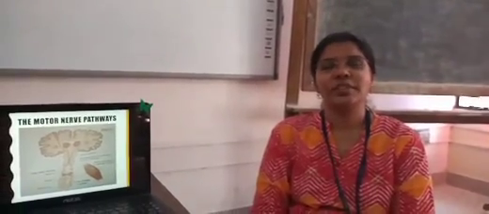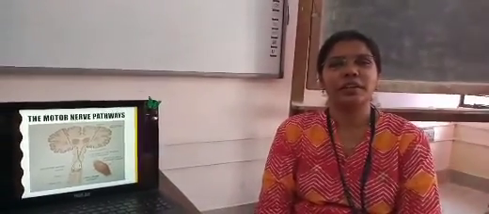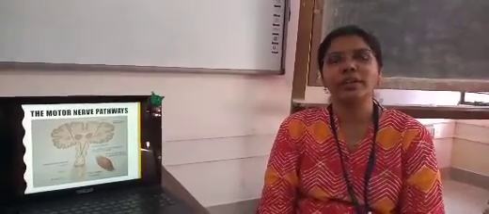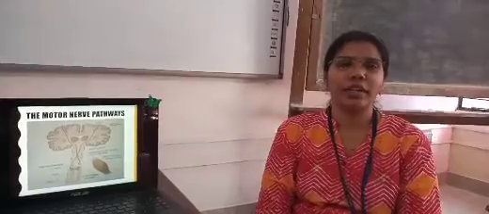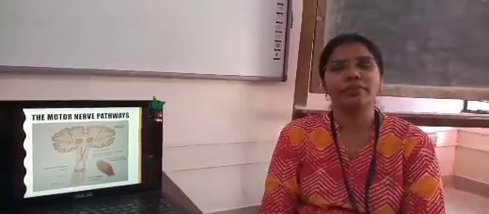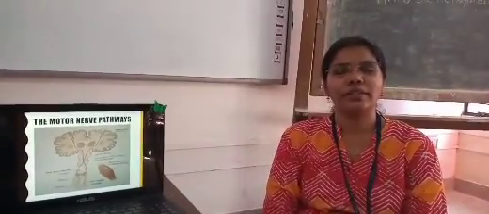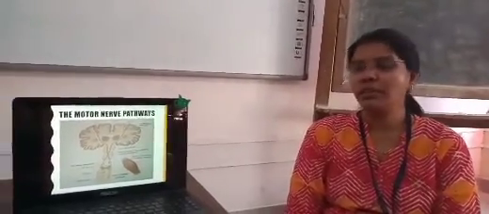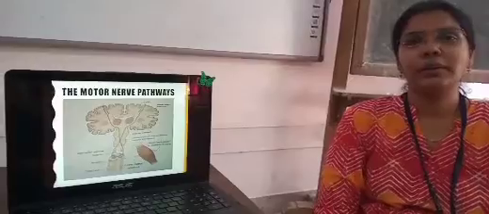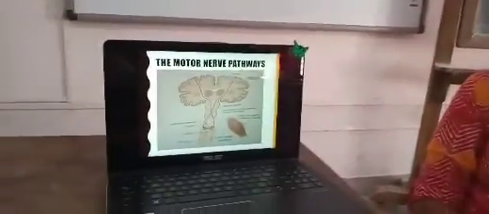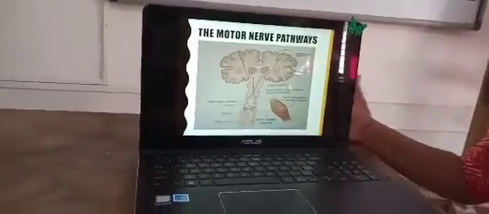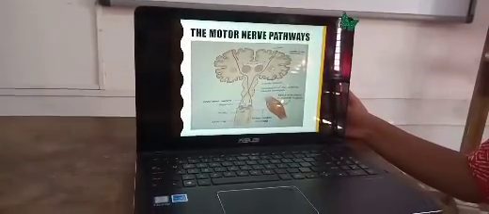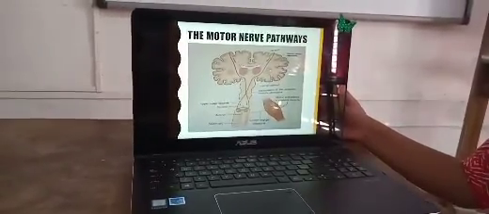Good afternoon, students. In continuation of our nervous system, today we're going to learn about the nerve pathway. We're also going to learn about the cranial nerves and the peripheral nerves, the spinal nerves as well. Now we are going to go into the nerve pathway and especially the motor nerves. This motor nerve pathway lies in the cerebral cortex immediately anterior to the central sulcus.